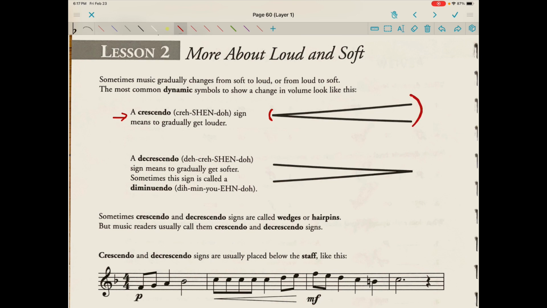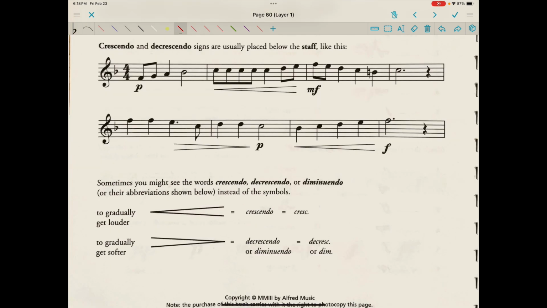A decrescendo sign means to gradually get softer. Sometimes this sign is called a diminuendo. You can see here we start from a louder sound and we decrescendo or diminuendo down to a softer sound. Sometimes crescendo and decrescendo signs are called wedges or hairpins, but music readers usually call them crescendo and decrescendo signs. They are usually placed below the staff like this.